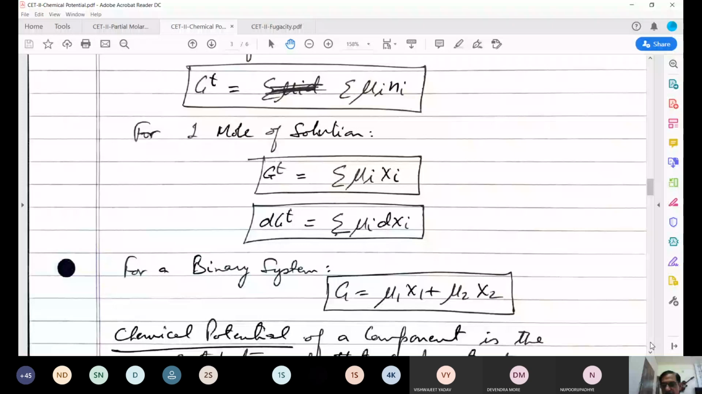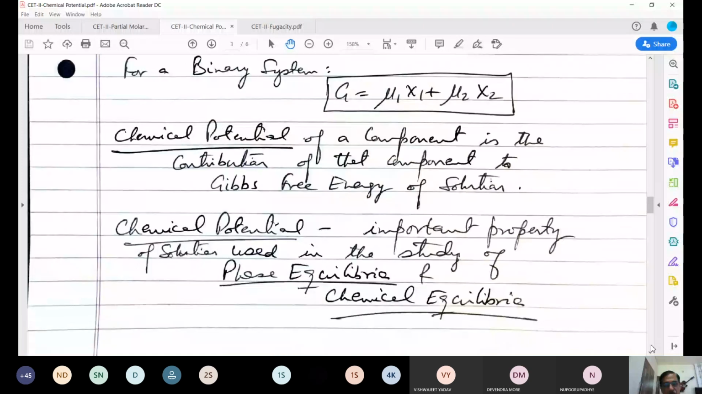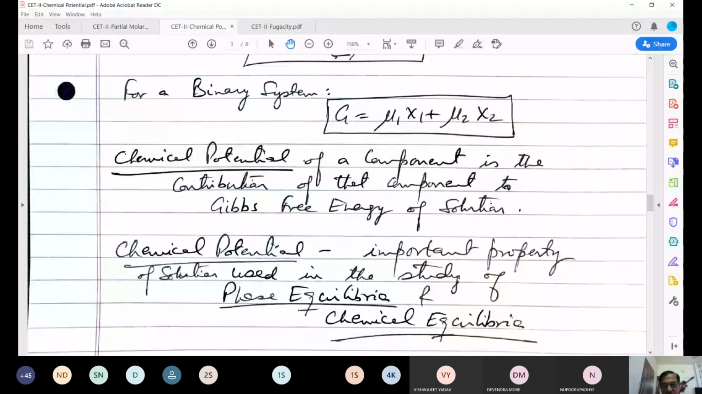So we'll continue from here tomorrow. I'll put these notes on the Teams folder. You can go through it because understanding this concept is important for all units up to phase equilibrium and chemical equilibrium. It is the basis for all our derivations and everything.